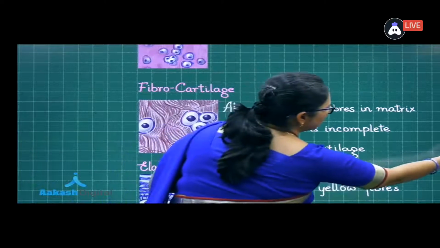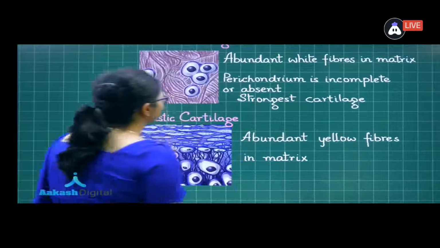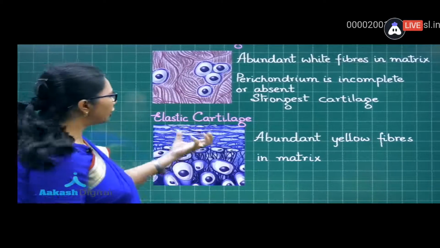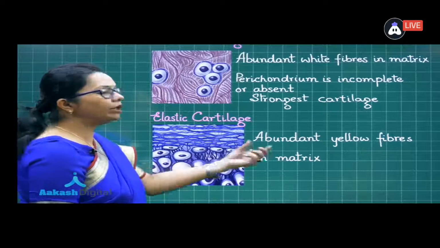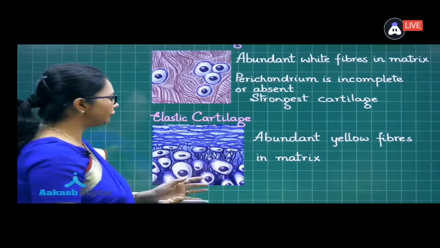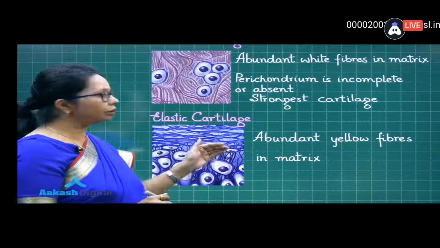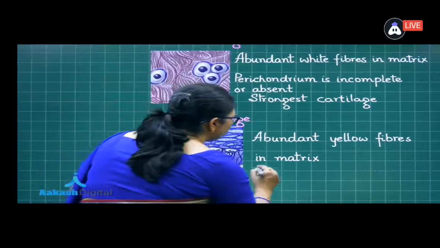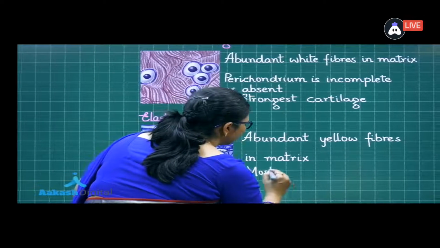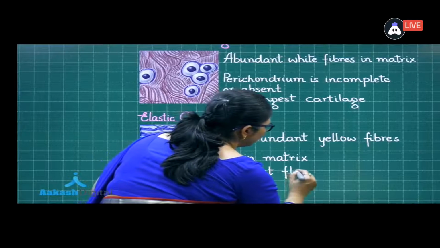Then the last but not the least, the elastic cartilage. Here the matrix has abundant yellow elastic fibers. As a result, it is the most flexible cartilage. This one is the most flexible or most pliable.